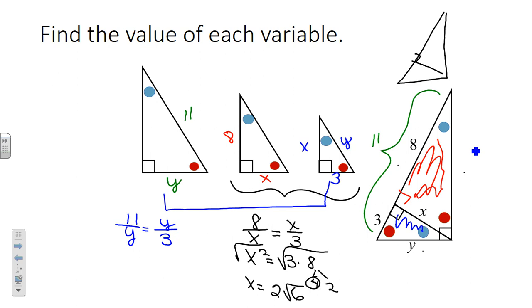Okay? So y squared equals 11 times 3, right? We want to get rid of the square, so we're going to square root. Is there a perfect square in 11 or 3? Nope, so we're just going to call it the square root of 33.